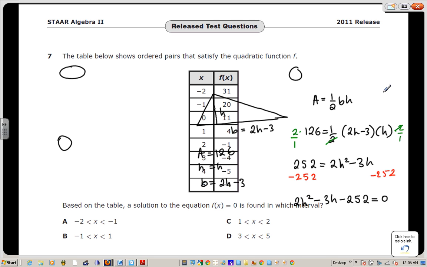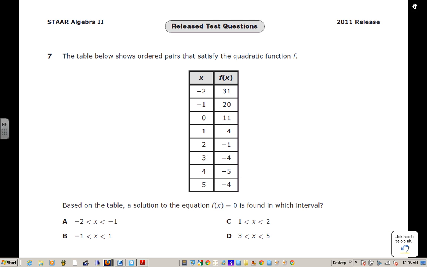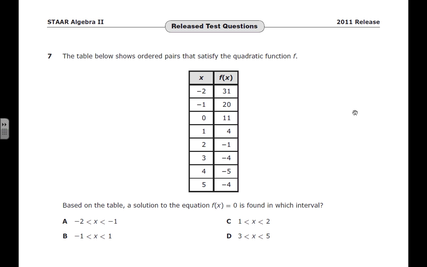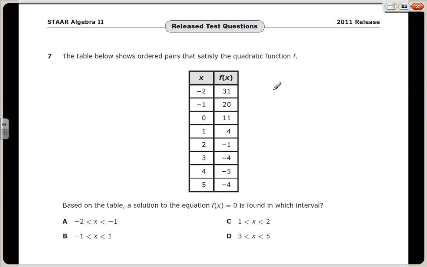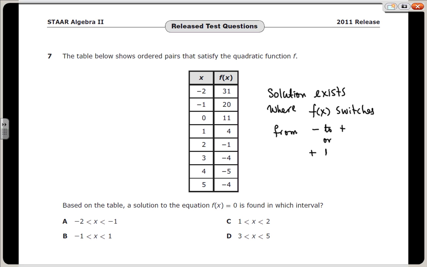Alright, so just a side note, a solution exists where f of x switches from negative to positive or from positive to negative.